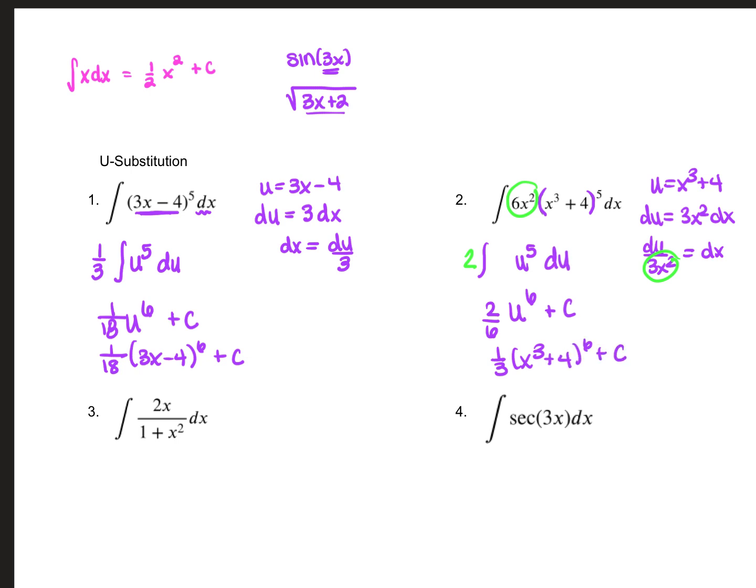And again, if you take your derivative, you'll get the thing back that's inside of there. So if you look, if I took the power rule here, I would have 6/3 times (x cubed plus 4) to the 5th, multiplied by 3x squared, the derivative of the inside. And you can see we are left with this 6x squared out in front.